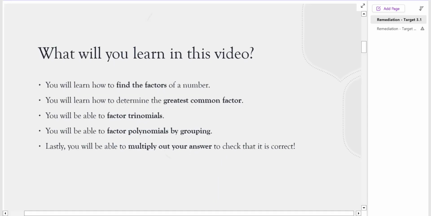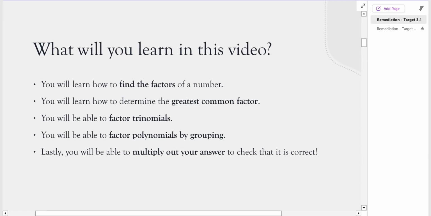So what are you going to learn in this video? You're going to learn how to find factors of a number, how to determine the greatest common factor, and then after this video, you should be able to factor trinomials, and then also factor polynomials by grouping. And then the thing that I highly recommend, and that you'll be able to do at the end of the video, is check your answer by multiplying it out.